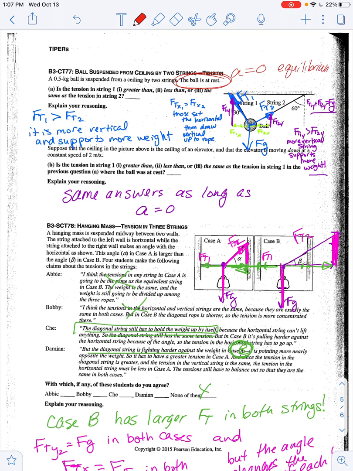Equilibrium means that our forces in the x direction are going to cancel, so the left forces have to equal the right forces, and the y direction forces have to cancel, so the up forces have to equal the down. When we're doing any of these problems, of course, we're going to start off by drawing a nice force diagram.